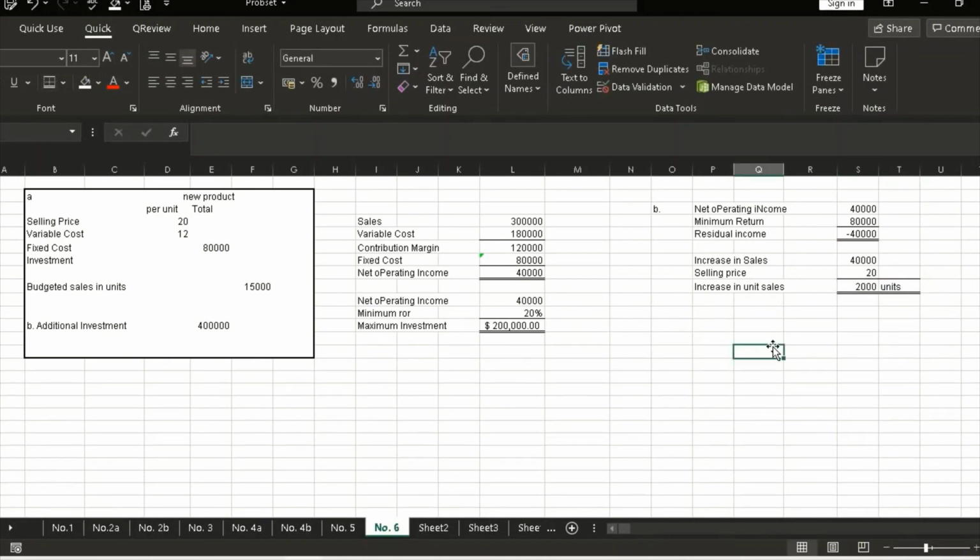The 2,000 units increase in unit sales of the existing product will justify the negative residual income of $40,000 and additional investment of $400,000.